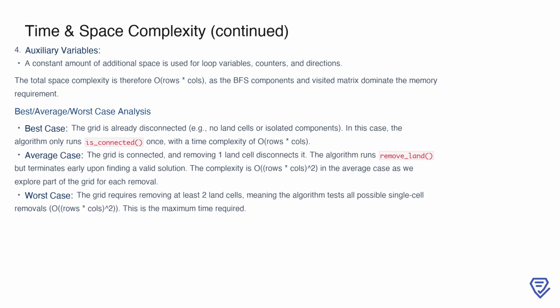Finally, in the worst case, disconnecting the grid requires removing at least 2 land cells. This means the algorithm tests all possible single-cell removals, exhausting the remove_land function's full complexity of O((rows * cols)^2).